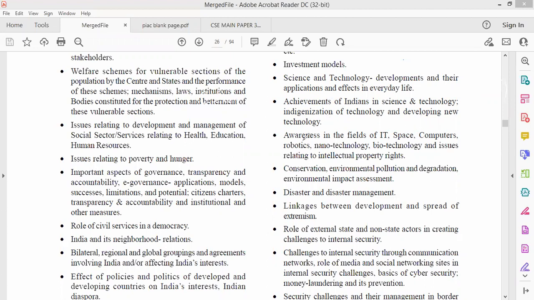Now here is the awareness in the fields. This is an important one, as the science and technology part is there. Now what is the awareness in the field? For example, IT means what? It is information technology. So what does it talk about, what does IT mean here?